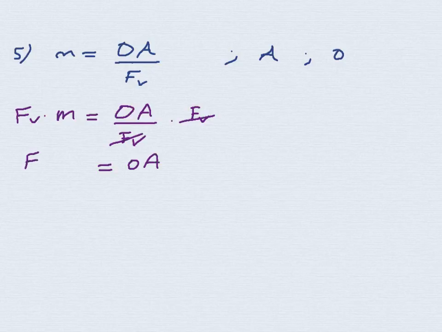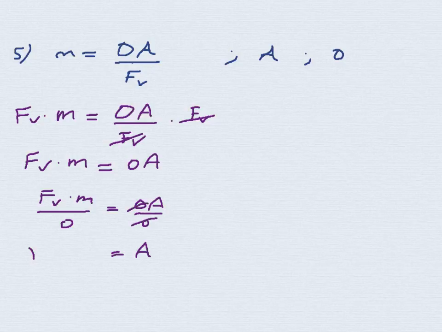OA. Now to solve for O, you get rid of the A. To solve for A, you get rid of the O. So depending on what you want to solve for here, let's solve for the A first. You would get rid of the O. So the A is going to equal F little v times M divided by O.